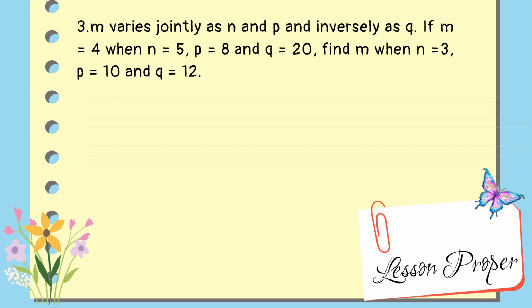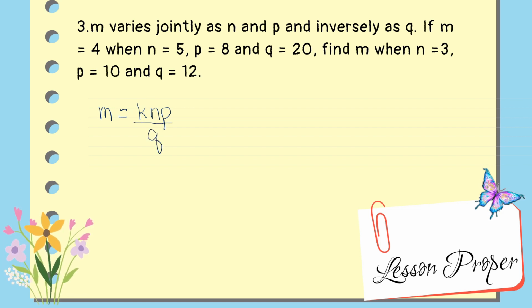Number 3. M varies jointly as N and P and inversely as Q. If M is equal to 4 when N is equal to 5, P is equal to 8, and Q is equal to 20, find M when N is equal to 3, P is equal to 10, and Q is equal to 12. So let's translate. M varies jointly as N, P, and inversely as Q. So we have M equals K N P over Q.